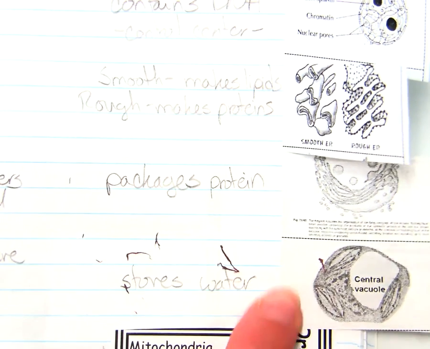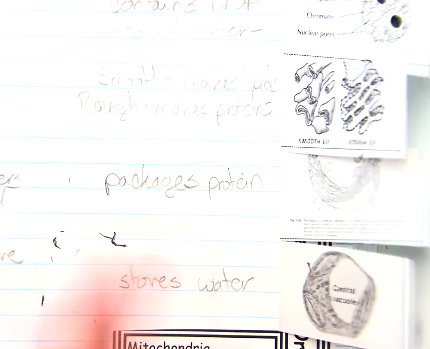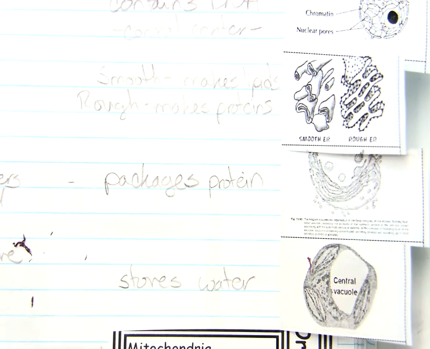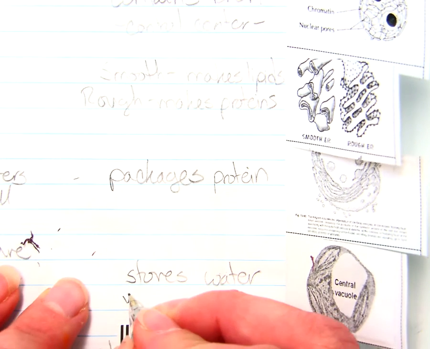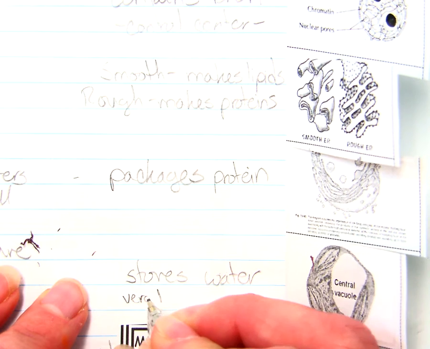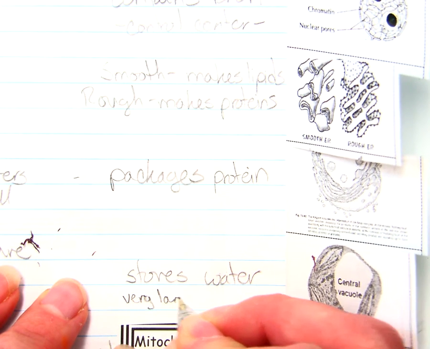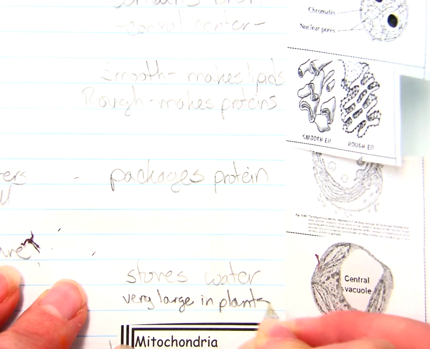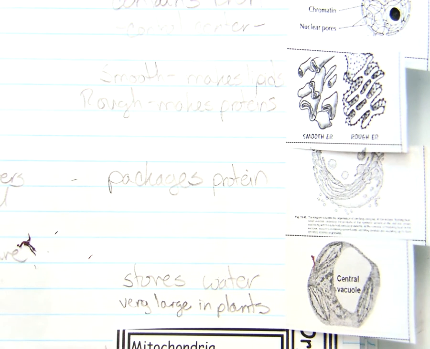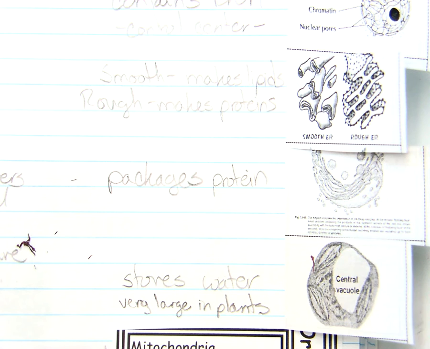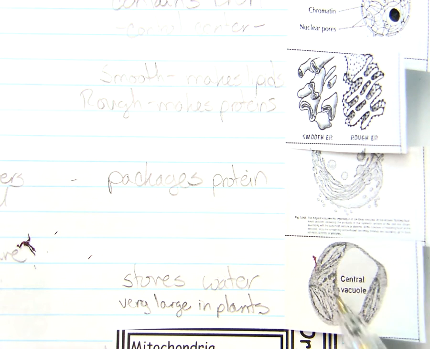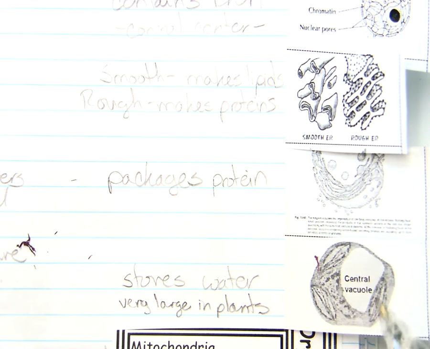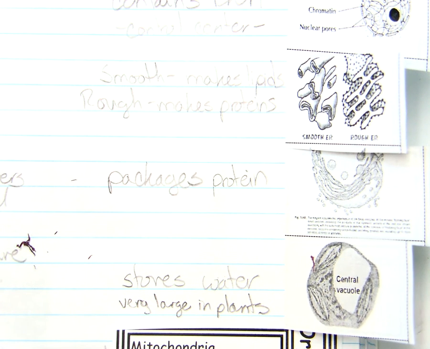Then we have vacuoles. The vacuoles are used for storing water. Vacuole is very large in plants. Animals tend to have a bunch of little ones. This is a picture of a plant cell. They have a very large vacuole.